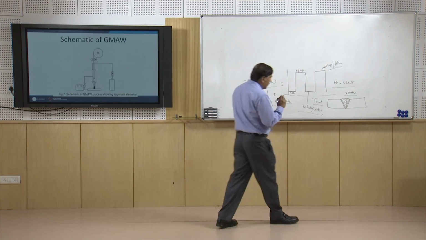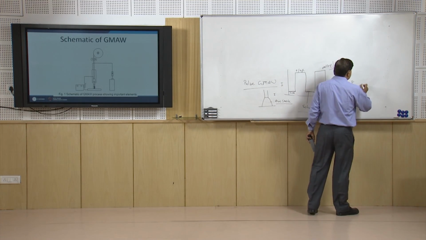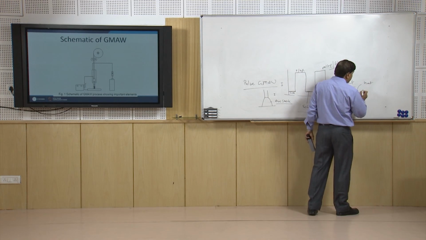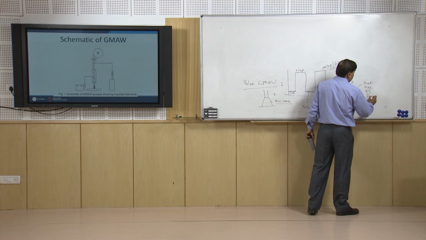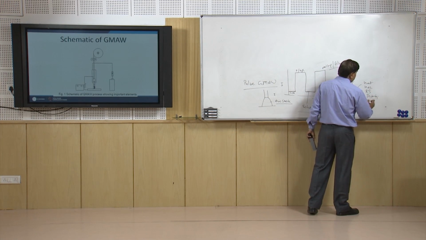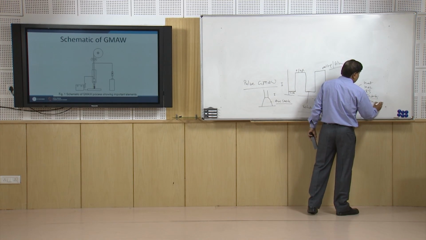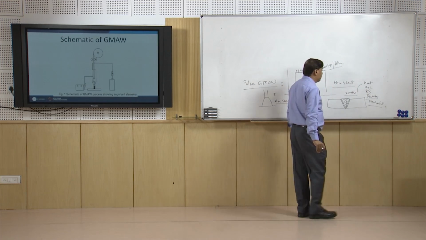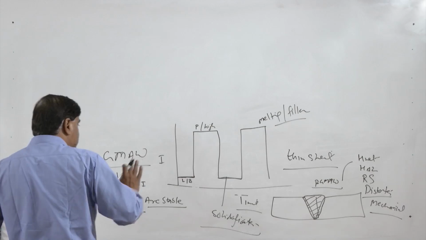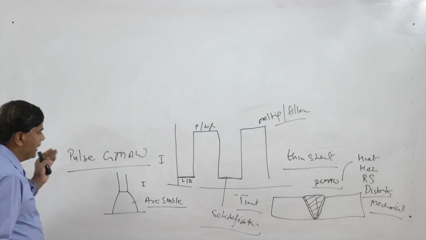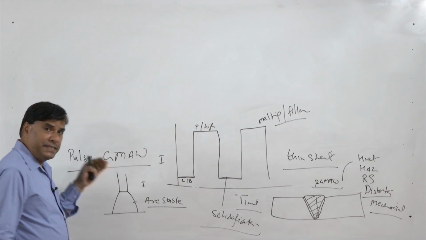So whenever pulse GMAW is used, it effectively reduces the heat input, it reduces the size of the HAZ, reduces the residual stresses, it reduces the distortion, it refines the grain structure. So better mechanical properties are also obtained in case of the pulse GMAW. So this is one step ahead of the conventional GMAW.